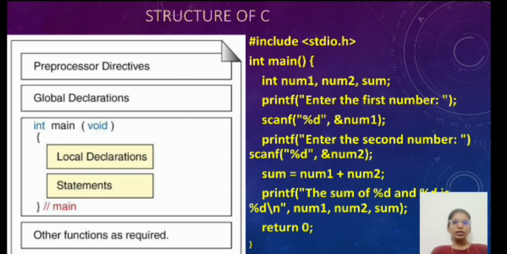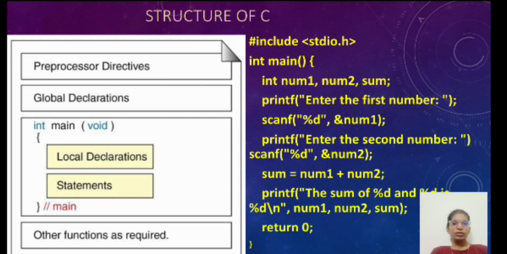Global declarations means the variables that are declared outside the main function. These types of variables we call global declarations. Main function means any program's execution starts from the main function. Without the main function, the program cannot be run.